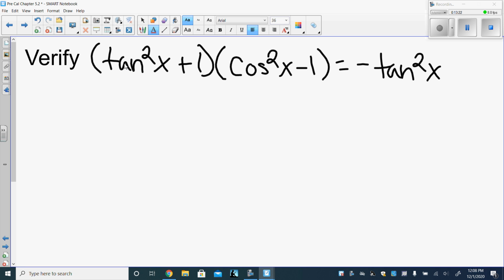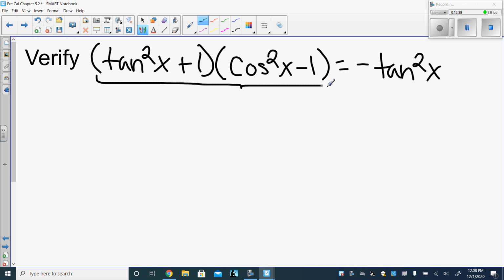Verify that tangent squared of x plus 1 times cosine squared of x minus 1 is equal to negative tangent squared. Okay, so when we look at this here, there's different ways we can go about it. Now, one thing I'm going to do is manipulate this side. We're going to leave this side alone. So what I want to do is see if I can rewrite tangent squared of x plus 1 times cosine squared of x minus 1 as negative tangent squared of x.